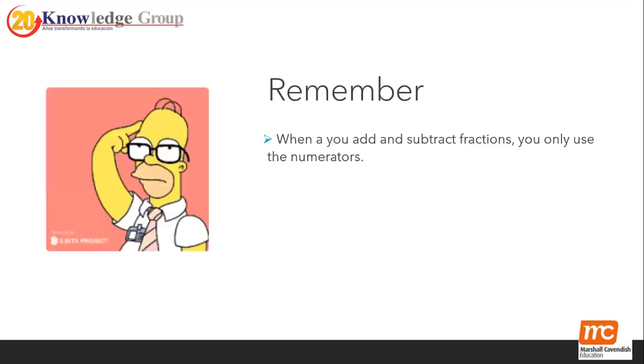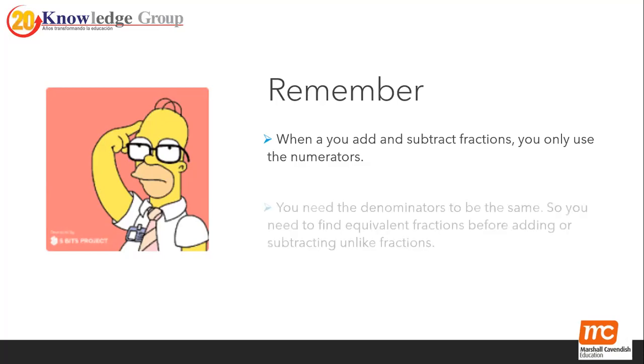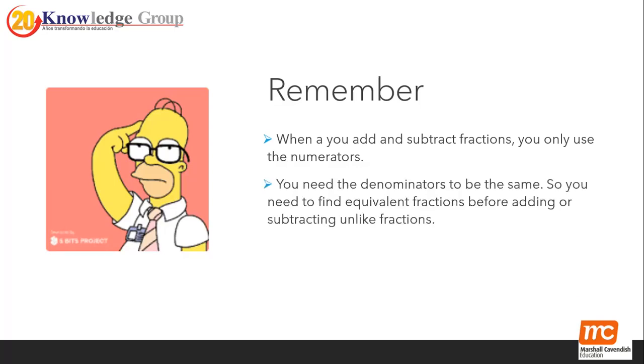Remember, guys, that when you add and subtract fractions, you only use the numerators. You do not add or subtract the denominators, they are going to stay the same. So since you need the denominators to be the same, sometimes you're going to need to find equivalent fractions before adding and subtracting fractions. In this case, when you have unlike fractions, you need equivalent fractions before adding or subtracting them.